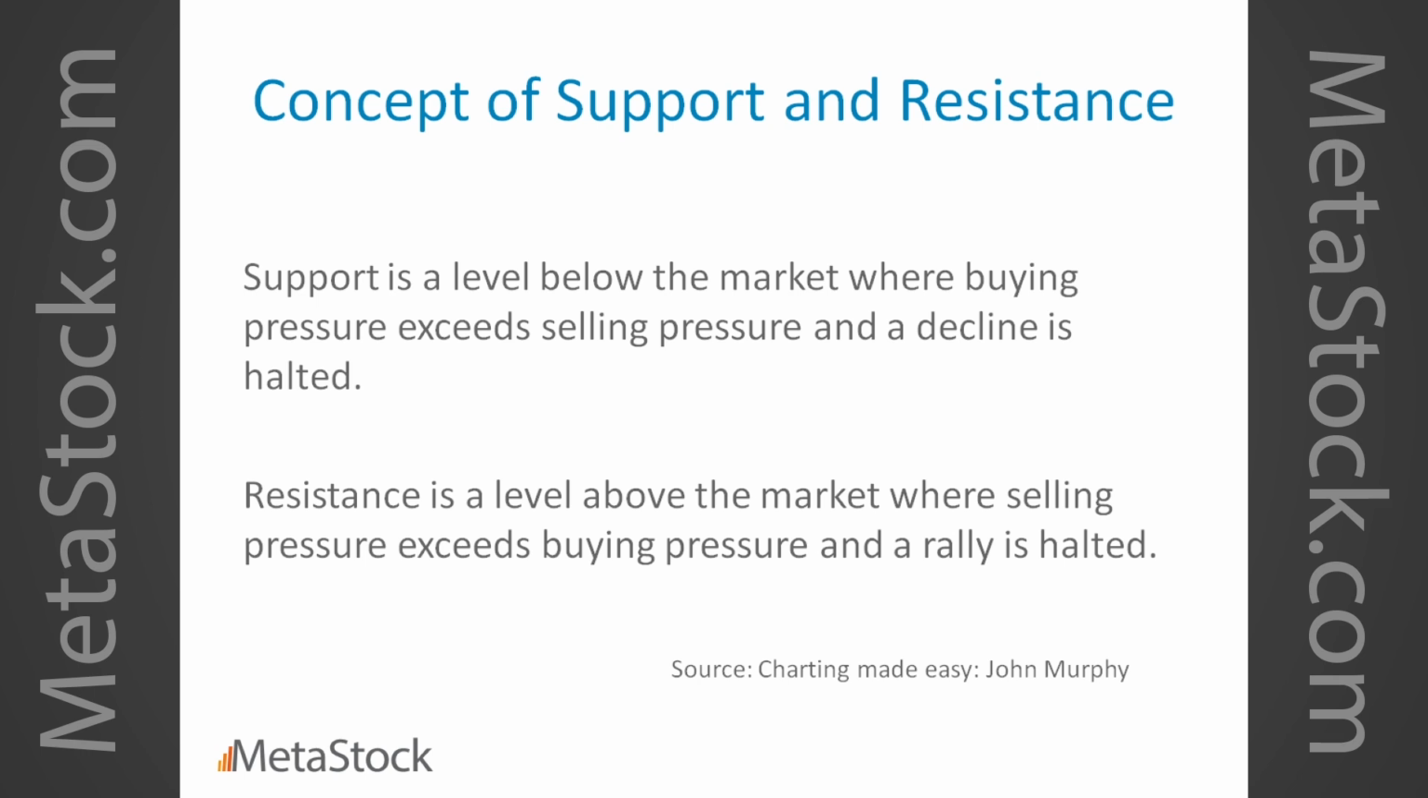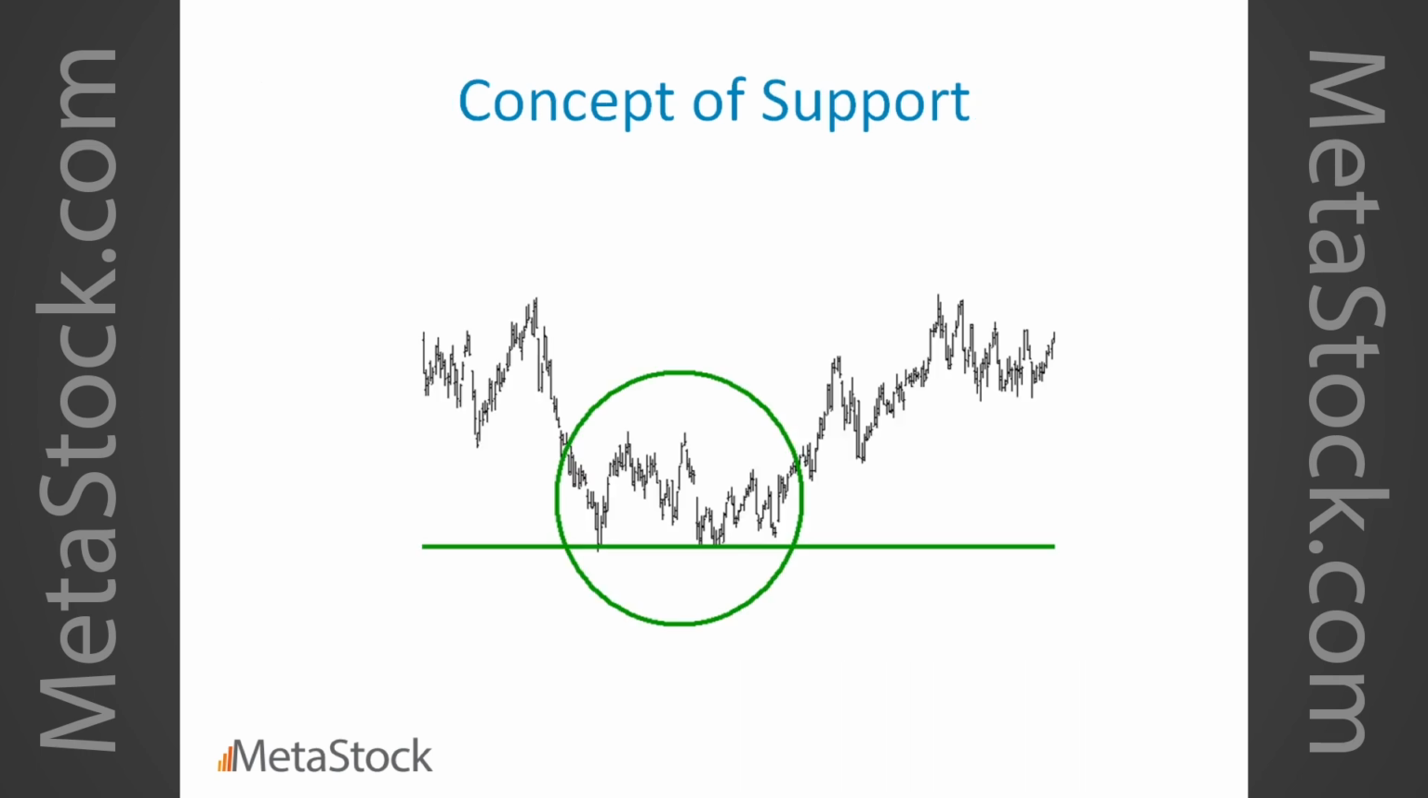To understand the concepts of PowerStrike, we actually first need to talk about the concepts of support and resistance. Support and resistance is designed to help us understand market buying and selling pressure. Support is a level below the market where buying pressure exceeds selling pressure and a decline is halted. If I was looking at a chart, we can see selling pressure coming here, and then buying pressure reverses that, and we can see several examples of this. So this gives us a support line.